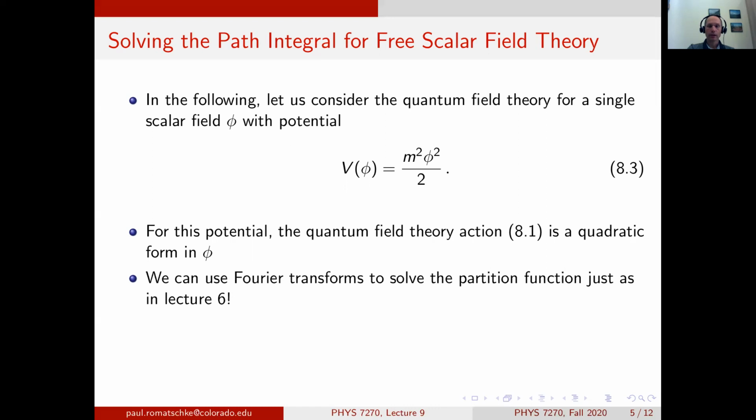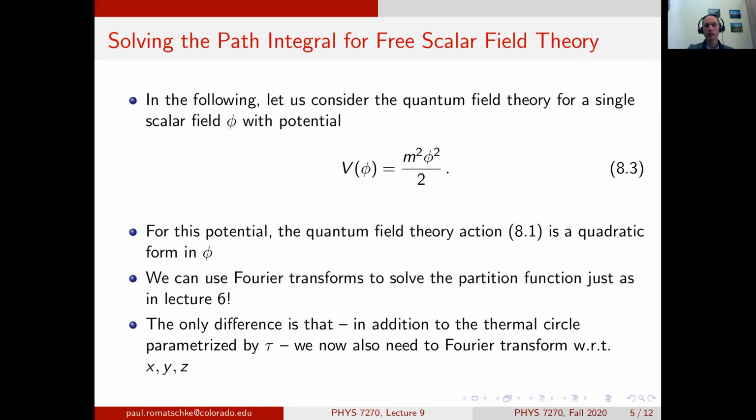The fact that the action is quadratic means that we can try to use, again, Fourier transforms, similar to what we did to calculate the quantum mechanical partition function in Lecture 6. The only difference is that in addition to the thermal circle parameterized by imaginary time tau, we now also have to do Fourier transforms with respect to all the other spatial variables, x, y, and z.